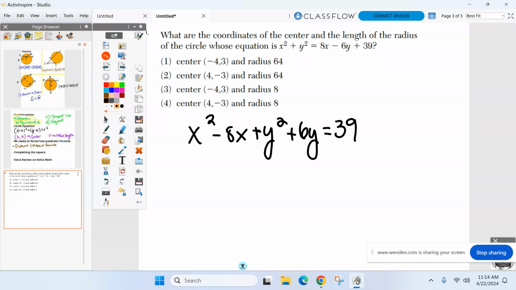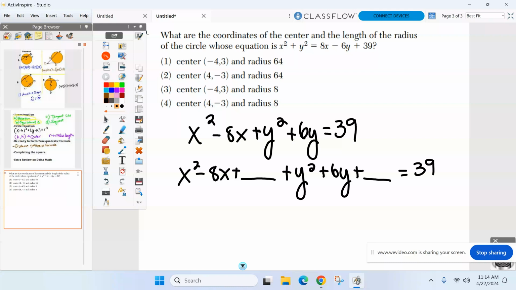Now I find my new C value for the X's and the Y's. This is where you complete the square. Notice every time I put a blank for my new C value, there's always a plus sign next to it. Your C value is always positive. We've talked about this. You square any type of number, it's going to be positive. So always positive for your C value.